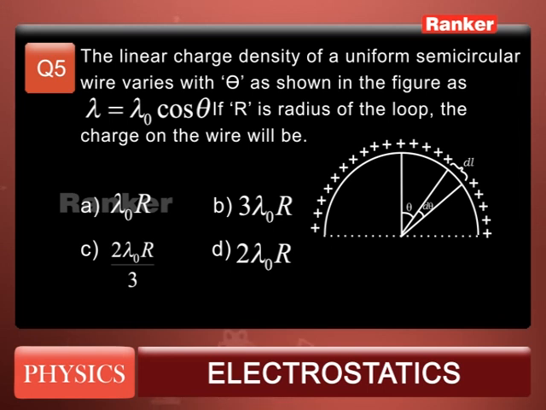Once again 4 different options are mentioned. First option is lambda naught R. Second option is 3 lambda naught R. Third option is 2 lambda naught R by 3. And fourth option is simply 2 lambda naught R. Correct option for this one is the fourth option, that is 2 lambda naught R.